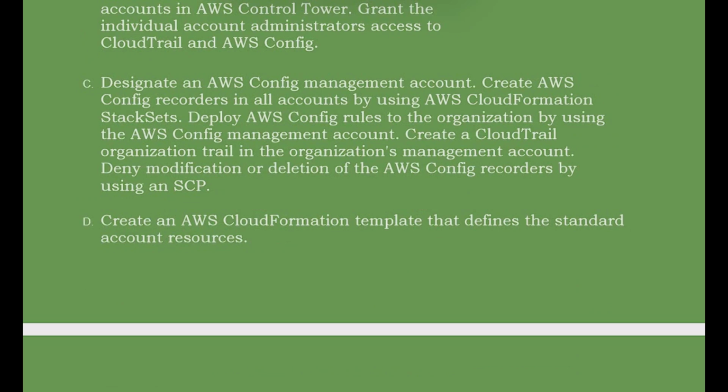Option C, designate an AWS Config management account. Create AWS Config recorders in all accounts by using AWS CloudFormation StackSets. Deploy AWS Config rules to the organization by using the AWS Config management account. Create a CloudTrail organization trail in the organization's management account. Deny modification or deletion of the AWS Config recorders by using an SCP.